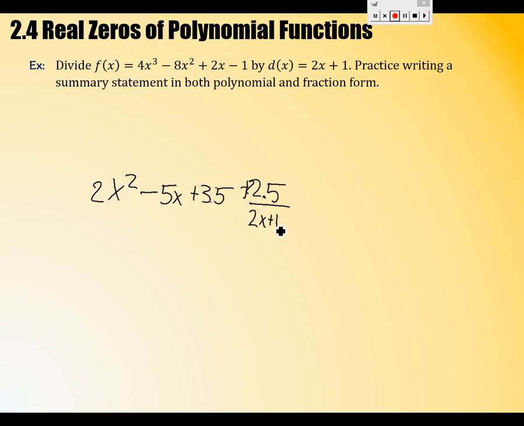So which form is that? No, it's actually a fraction form. So is this what you guys got for this? This is f divided by d, right? I don't have room to write it out here, but this is 4x cubed minus 8x squared plus 2x minus 1 divided by 2x plus 1 equals this. Then that's a plus. Is it a plus? Plus 2, is that plus 22.5? Is that what it is?